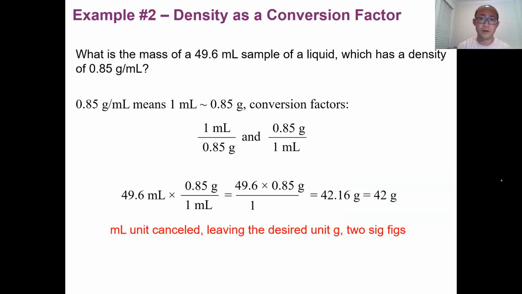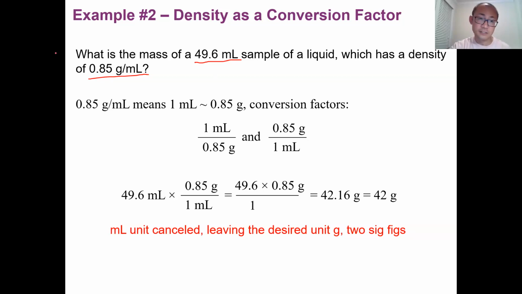And finally, density, again, is relating what? Relating mass and volume. So we're relating 2 units, which means density can also be used as a conversion factor. So here's what it shows. If we have a liquid of 49.6 mL, that's the volume, and it has a density of 0.85 grams per mL, that's the density. They ask you what is the mass.